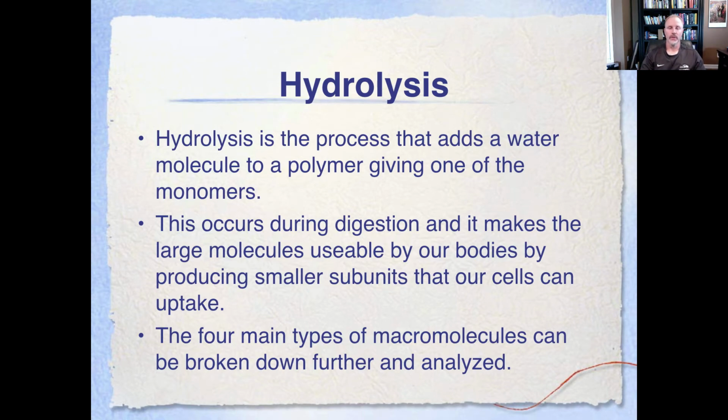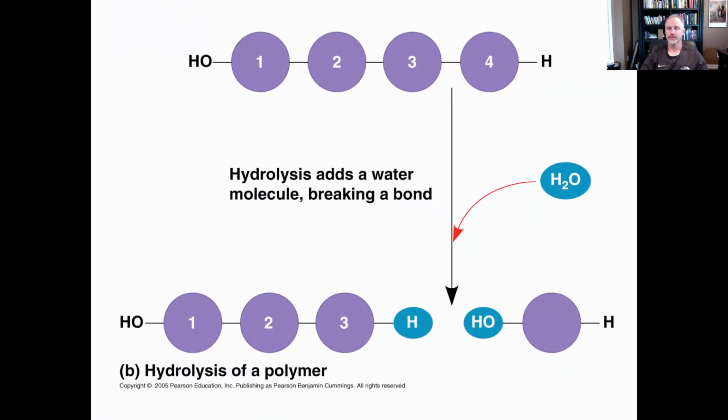Okay, so we can take these 4 types of macromolecules and break them down further. Here's your large polymer at the top, and with the help of an enzyme and a water molecule, it breaks apart and yields these individual monomers.